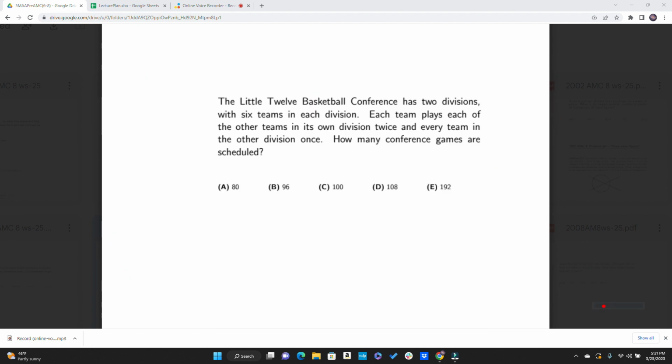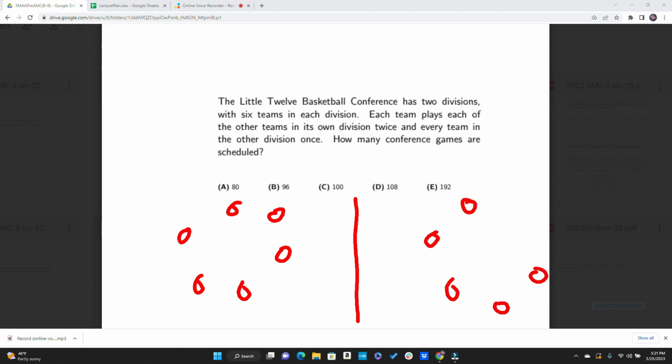Okay, we've got the Little 12 Basketball Conference, and we've got 2 divisions. I'm going to split those up. So, 6 teams in each division. And each team, draw out our teams, plays each of the teams in its own division twice, and each of the teams in the other division once. Okay, so let's draw out how many games are happening. So let's start with the games that are happening within each division. So let's start with this division, right? That points to a specific one, but we've got here, let's say, division 1.